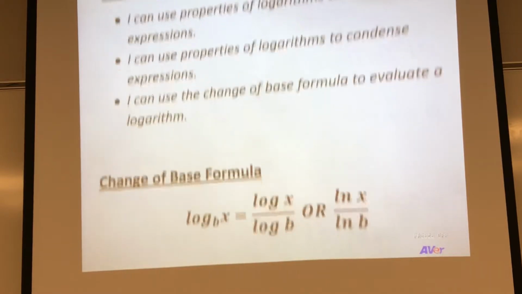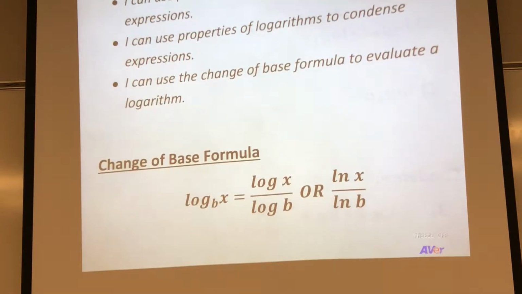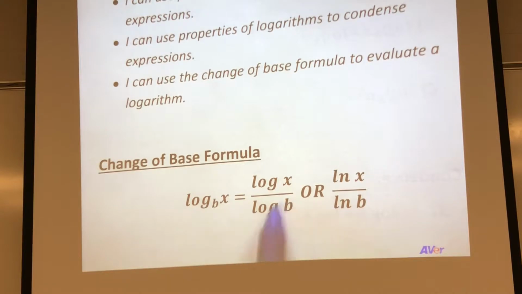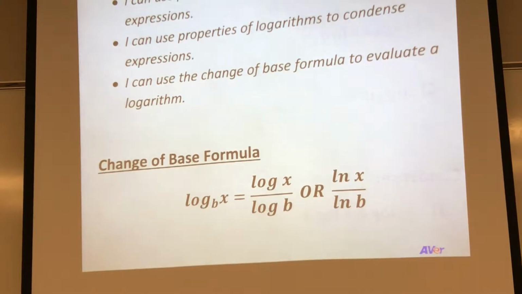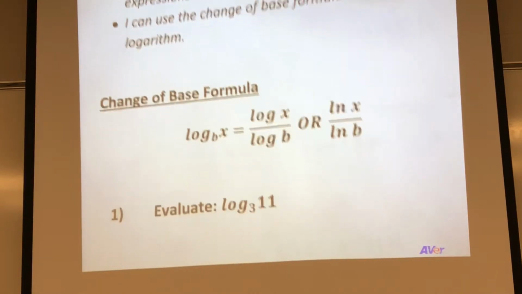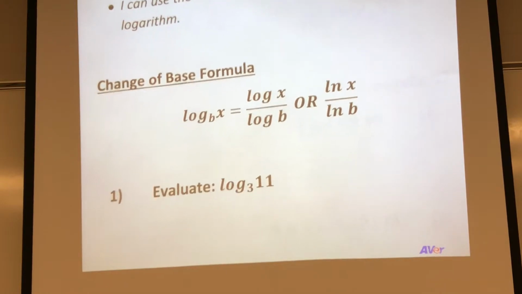The change of base formula takes the log of the argument and divides it by log of the base. So log of x divided by log of b. Now you can use the common log or you can use the natural log. So natural log of x divided by natural log of b. Either one, the important thing to remember is that the base goes on the bottom. So whatever this base number is in the denominator. So we use the change of base to evaluate a logarithm.